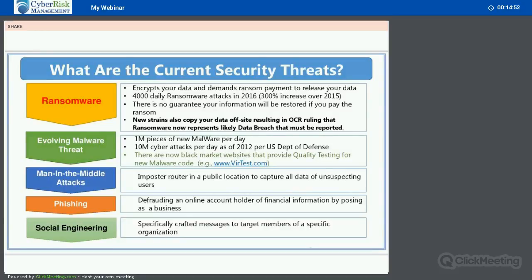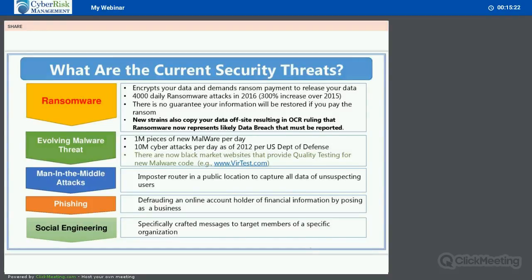There's an evolving malware threat. So ransomware is a type of malware, but there are 1 billion pieces of malware produced every day. And so everybody has their firewalls and their antivirus. With 1 million new pieces being developed every single day, the chances of your firewall and antivirus being able to stop all the new strains is nearly impossible.